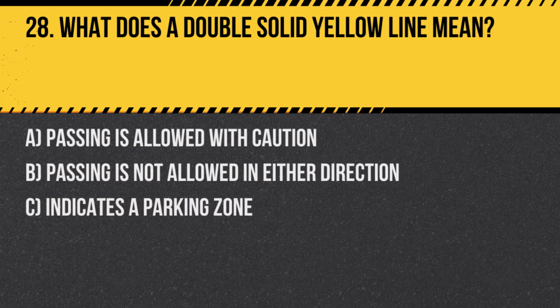Question 28. What does a double solid yellow line mean? A. Passing is allowed with caution. B. Passing is not allowed in either direction. C. Indicates a parking zone.